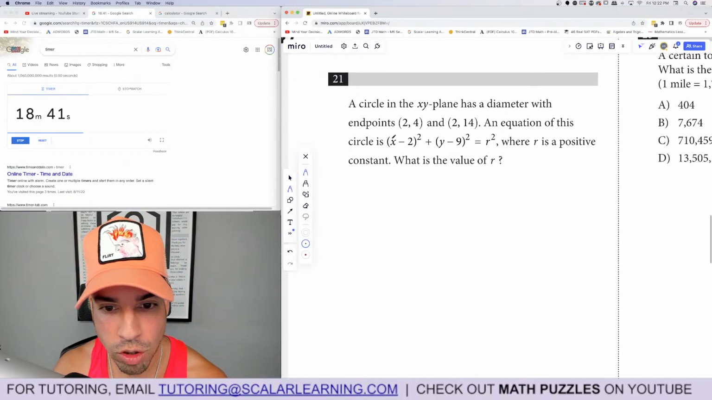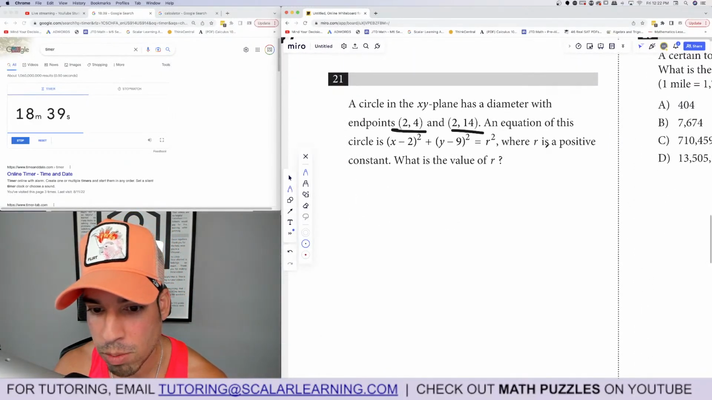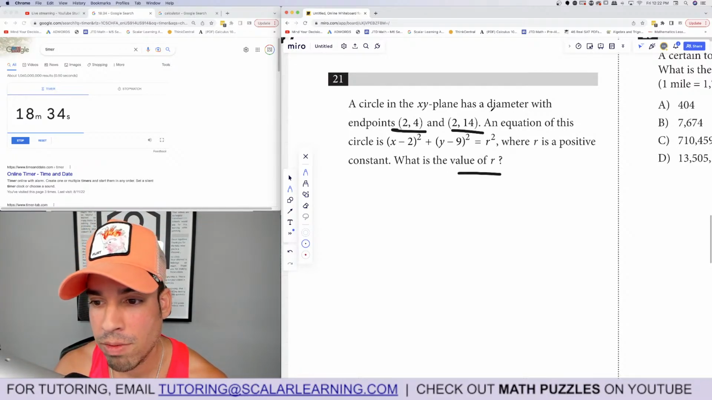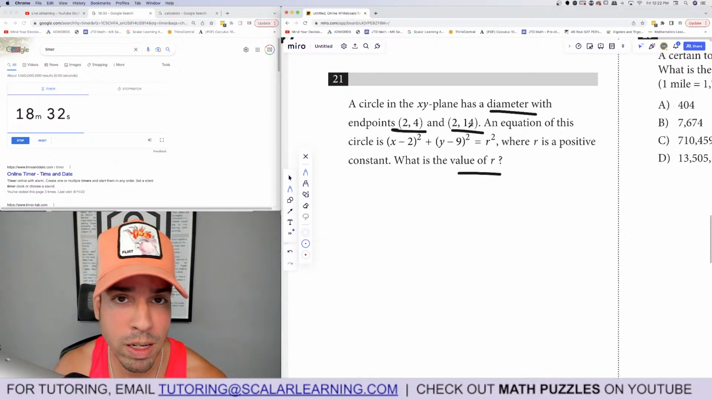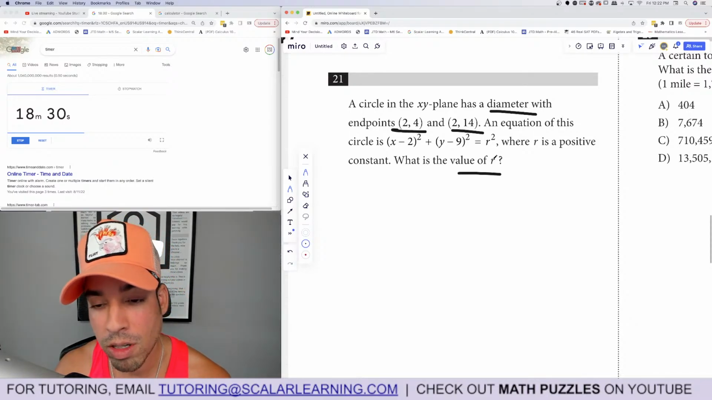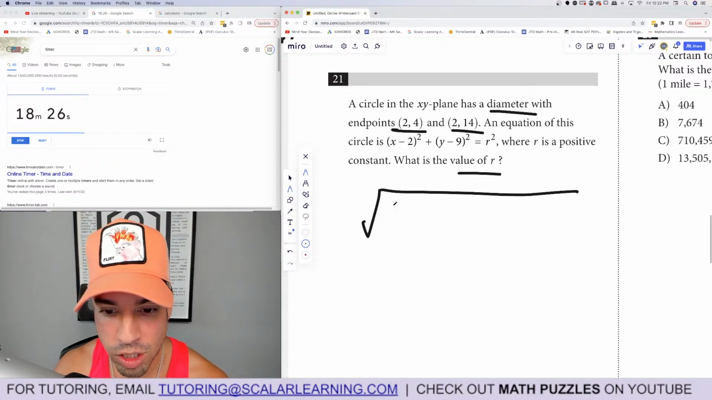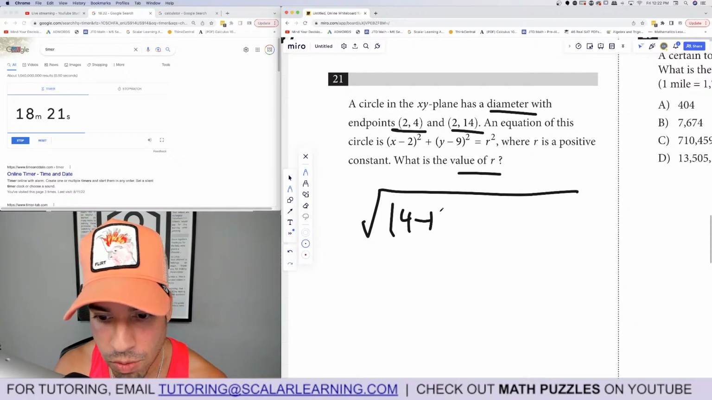21. An equation of a circle, endpoints of diameter, boom, boom, r is positive. What is the value of r? Okay, they want the value of the radius. Now, if they're telling us the diameter endpoints, right? If I can calculate the distance of the diameter, take half of that, that's r. So check this out. We're going to use the distance formula, which is the difference of the y values. So let's say 4 minus 14.